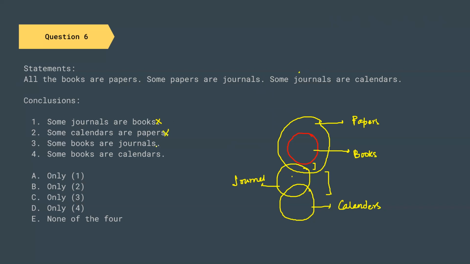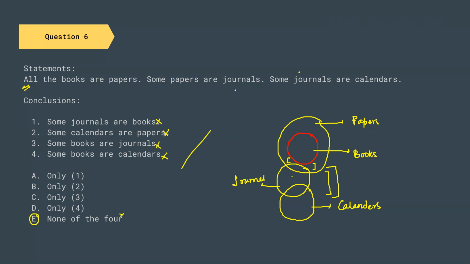Some books are journals. Again, I don't know this degree of overlapping, so this is also eliminated. Some books are calendars. Again, I'm telling you again and again, this overlapping is not mentioned. So all these conclusions cannot be concluded from the given statements. So the correct answer will be none of the four.